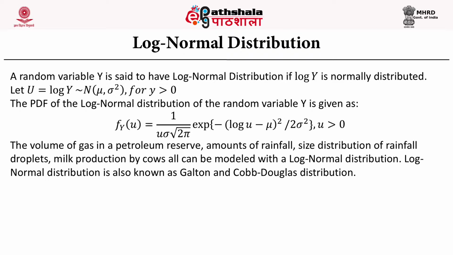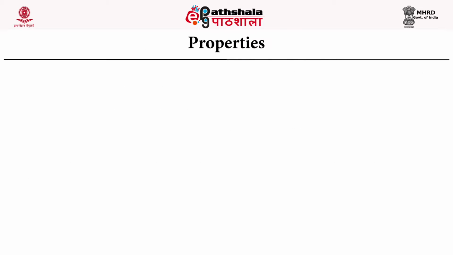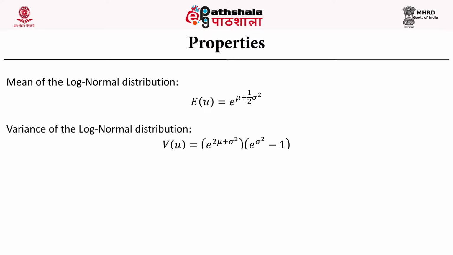The volume of the gas in a petroleum reserve, amount of rainfall, size distribution of rainfall droplets, milk production by cows, all can be modeled with log normal distribution. Log normal distribution is also known as Galton and Cobb-Douglas distribution. There are a few properties of log normal distribution. The mean of the log normal distribution is given here as e to the power mu plus 1 upon 2 sigma square, and the variance of log normal distribution is e to the power 2 mu plus sigma square, into e to the power sigma square minus 1.